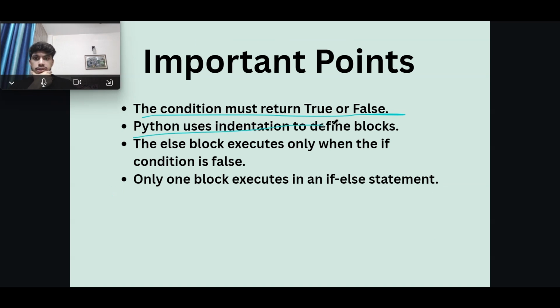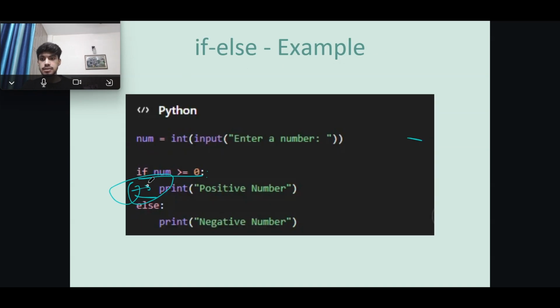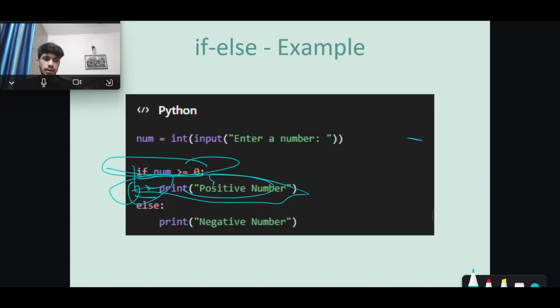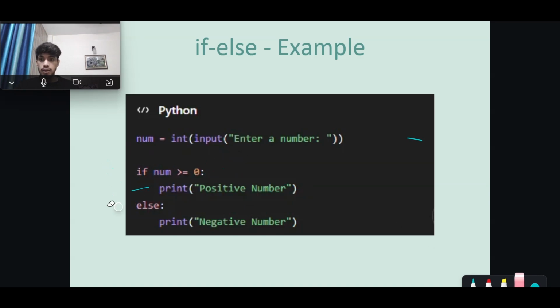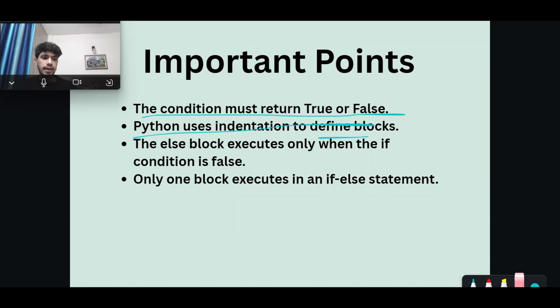Then it says Python uses indentation to define a block. A block is defined by the indentation, like this is a block. After indentation, it says that this print statement belongs to this if statement, only simple. Similarly, this print negative number statement belongs only to this else. So we are only showing the belongingness of the statement, nothing difficult here.